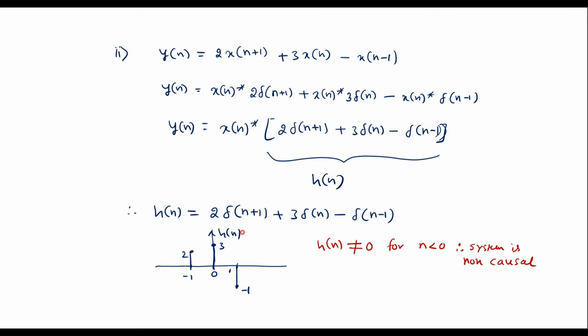Now we'll check whether it is stable or not. The condition for stability is summation n is equal to, here it varies from minus 1 to plus 1, magnitude of h of n is equal to, we have n equal to minus 1, value is 2, at n equal to 0 it is 3, at n equal to 1 it is minus 1. So we are taking magnitude, we are supposed to consider it as plus 1, which is equal to 6, and 6 is less than infinity. That is, the system is absolutely summable. Therefore, system is stable. So this system is also stable, but it is non-causal.